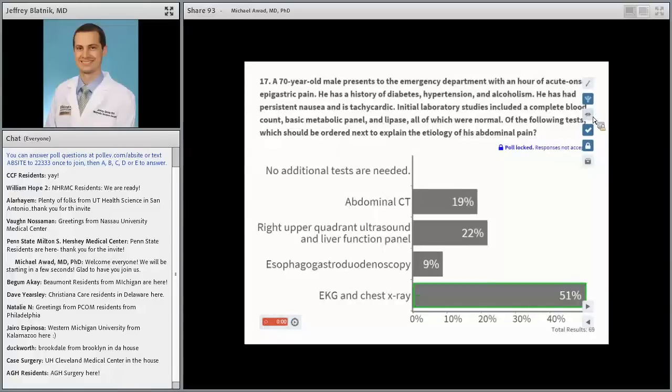He has a normal CBC and basic metabolic panel as well as lipase. So I don't think there's a need to jump into EGD or right upper quadrant ultrasound or CT scan right away. I think the next best thing to do would be to get an EKG and chest x-ray first. If those are negative, then you can consider some of these other options.